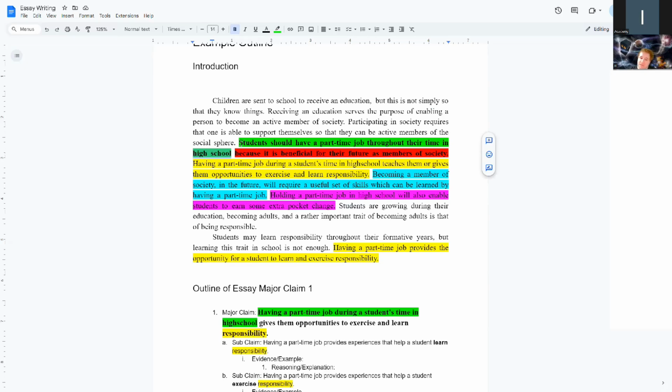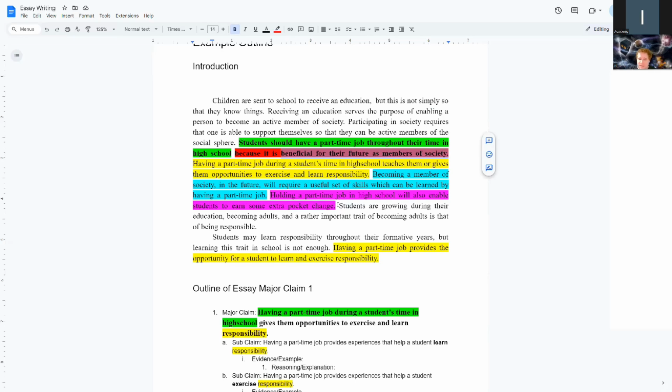So our topic was, should students have jobs in school? So we say students should have a part-time job. We even specified the type of job, part-time. We focused on the topic, which is our position, that students should have a part-time job. And then we add this specific modifier, throughout their time in high school. And then here is our universal reason that all 3 of the reasons can shrink into. It is beneficial for their future as members of society, which is a fancy way of saying it is good for them so that when they grow up, they'll be good adults.